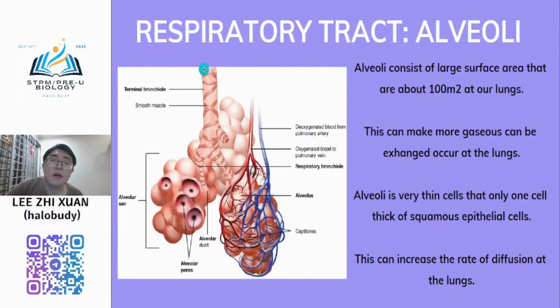Okay, so now we go to the most important part, which is the alveolus. The alveolus is the most important part that you need to know. I think the structure of the alveolus, everyone is familiar with it. You have already seen it many times in your SPM.